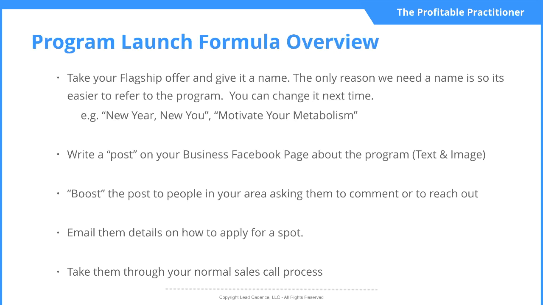So let's talk about the overview of what this program launch formula looks like. So there's really only a couple moving parts and it's a fairly simple campaign. So let's talk about each one of these pieces just to give you an idea of what we're going to be working towards. So the first thing we're going to do is we're going to take your normal flagship offer, like your normal 3-month program, whatever that is, and we're just going to give it a name.